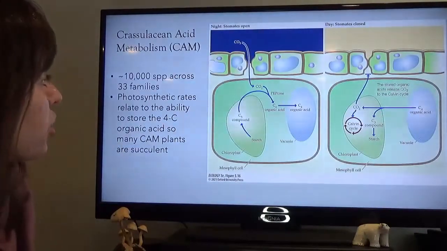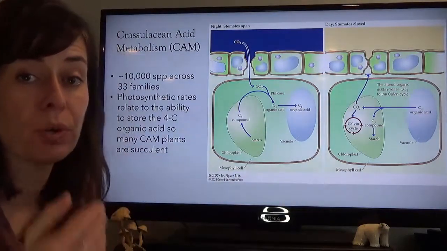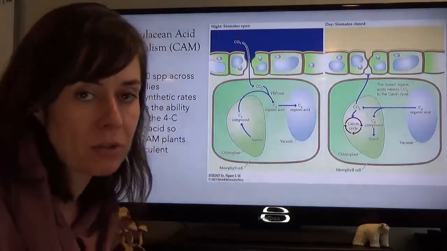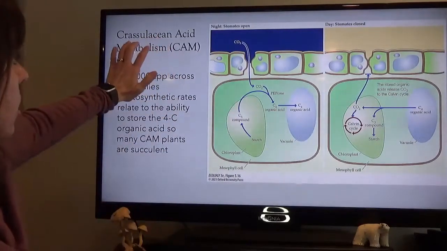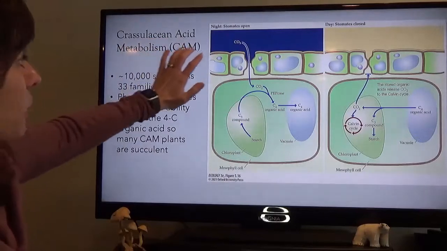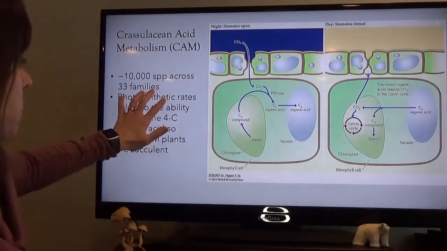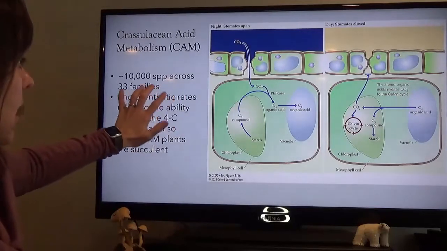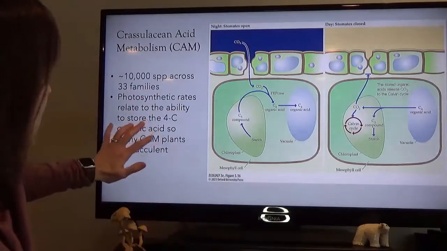Now, another super cool adaptation that has led to a different type of separation of CO2 uptake and CO2 fixation is crassulacean acid metabolism, or CAM photosynthesis. Okay, this has evolved multiple times, so it's present in 10,000 species across 33 plant families.